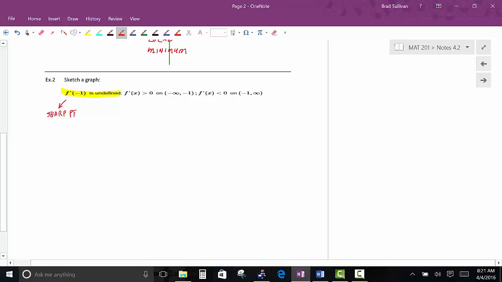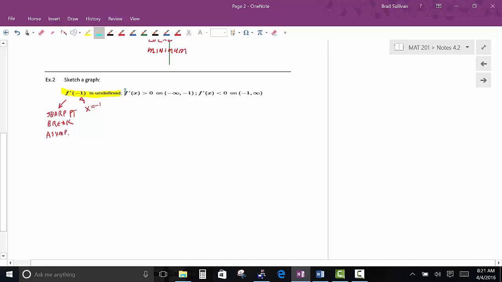Okay. If it's not defined, we could also have maybe a break, right? Some sort of a break. You'd have maybe an asymptote, like a vertical asymptote or something like that. There's all kinds of possibilities. So you've got a place where the function does not have a derivative, okay? At -1, you don't have a derivative, okay?